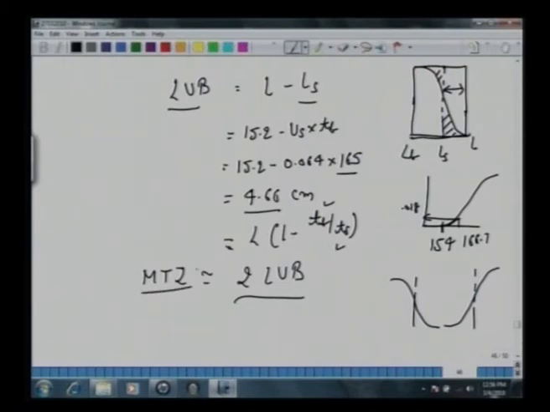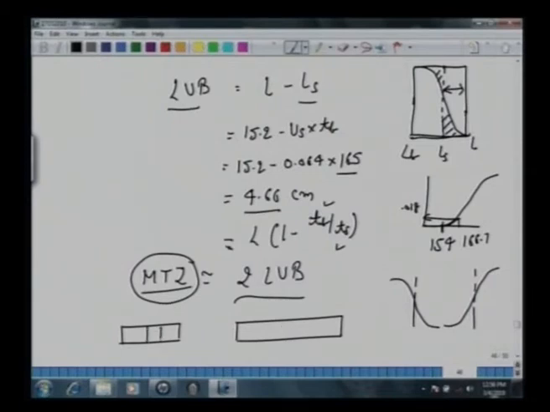What is the physical meaning of this mass transfer zone? The idea here is that if you take a small column or a larger column, as long as the operating conditions are the same, this mass transfer zone remains the same. So one can do this experiment on a smaller scale to calculate this MTZ, and one can scale up for a larger column. So this becomes a very important engineering parameter.